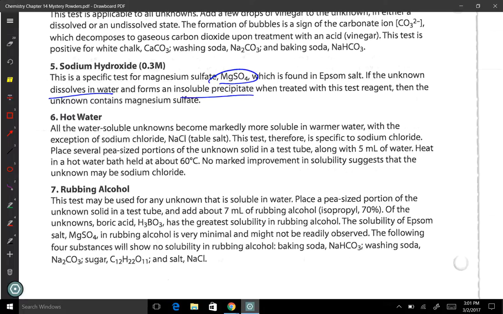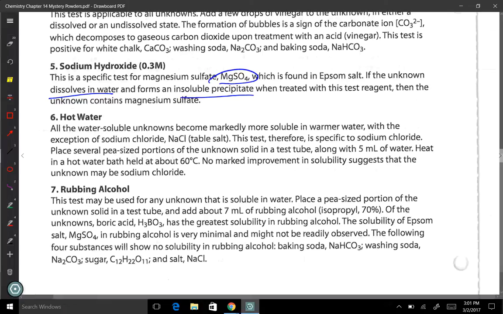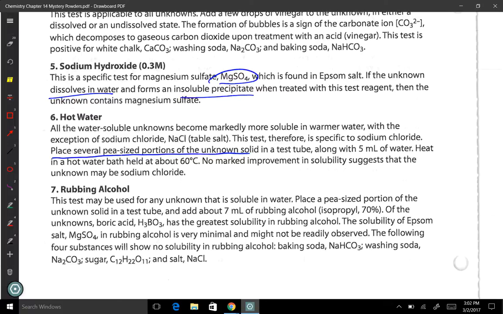But you want to put a few peas, it says here. Place several pea-sized portions of the unknown solid, a lot more than you use for your initial dissolving test. Then you're going to shake it up, and you should still have a bunch on the bottom because you put a lot in, so it's saturated. Then you're going to put it in the hot water, hold it, and it won't be so hot that it'll burn you to hold it, until the water heats up. It shouldn't take more than a minute or so for the water in your test tube to heat up. Take it out and look and compare.